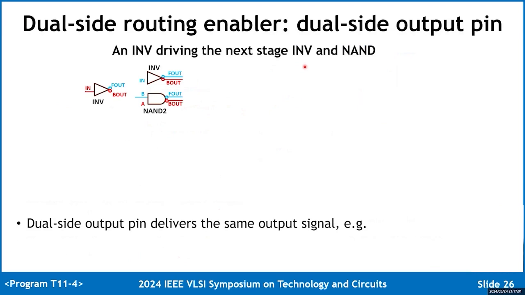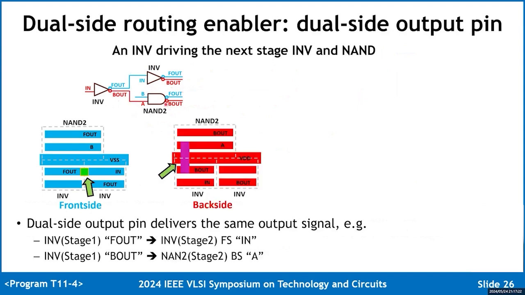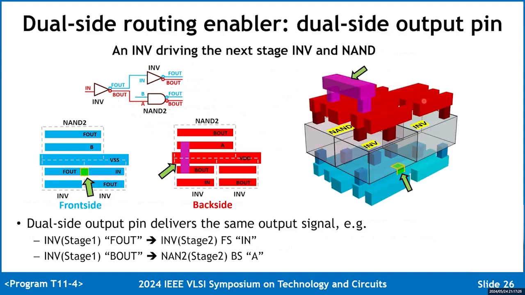Dual-side output pin delivers the same output signal and becomes the key dual-side routing enabler. For example, the picture shows an inverter driving the next stage inverter and a NAND. The inverter at stage 2 is driven by the frontside output pin, and the NAND is driven by the backside output pin. The picture on the right demonstrates the 3D schematic of this dual-side global interconnects example.